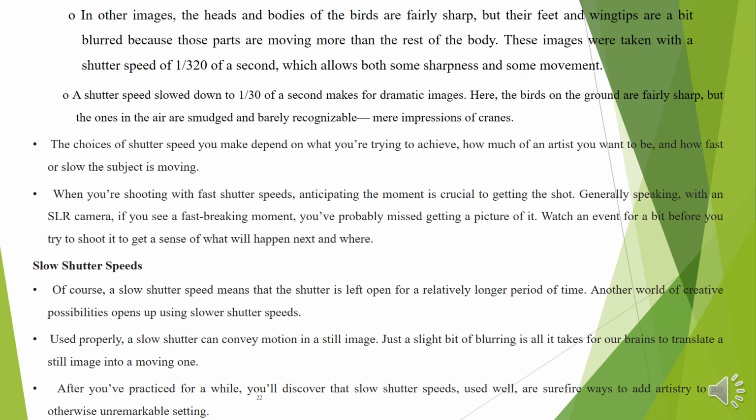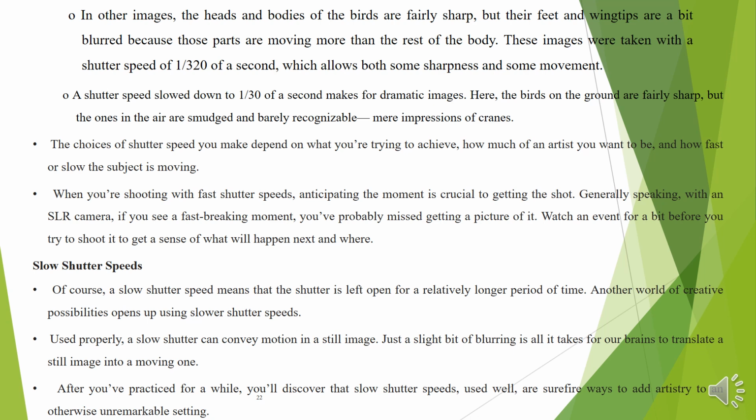Here the birds on the ground are fairly sharp, but the ones in the air are smudged and barely recognizable, mere impressions of cranes. The choice of shutter speed you make depends on what you are trying to achieve, how much of an artist you want to be, and how fast or slow the subject is moving. When you are shooting with a fast shutter speed, anticipating the movement is crucial to getting the shot.